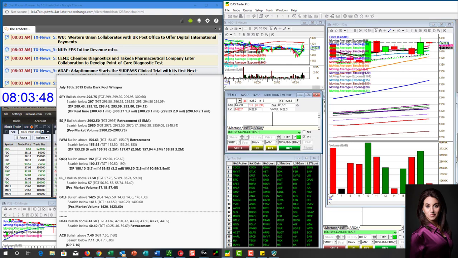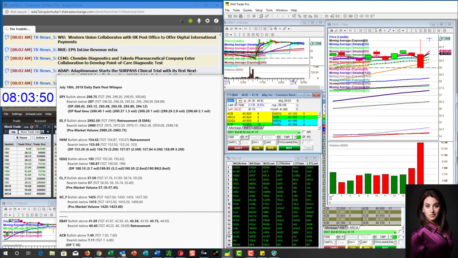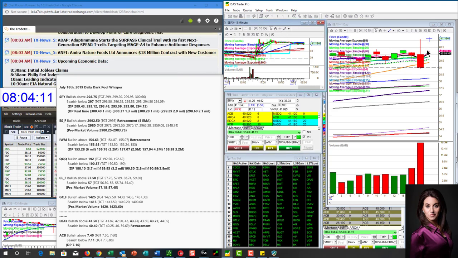Let's go to eBay. eBay popped on earnings. We're going to be bullish above 41.50 and bearish below 40.40 for a retracement trade. Watch that 15 exponential moving average. If we go below it after the first 15 minutes on a 5-minute chart, that's usually a pop and drop scenario. If we stay above it, it's usually a gap and go trade.